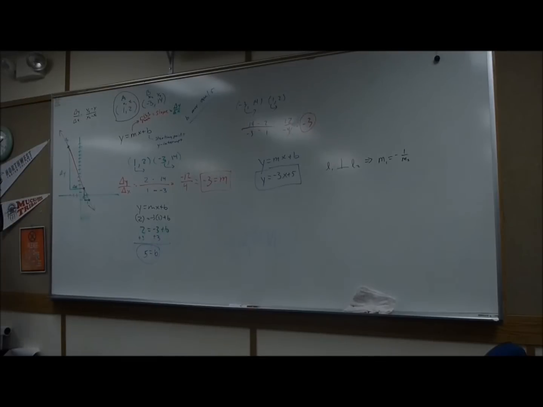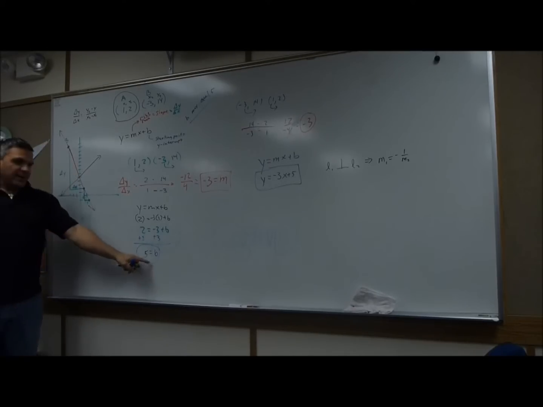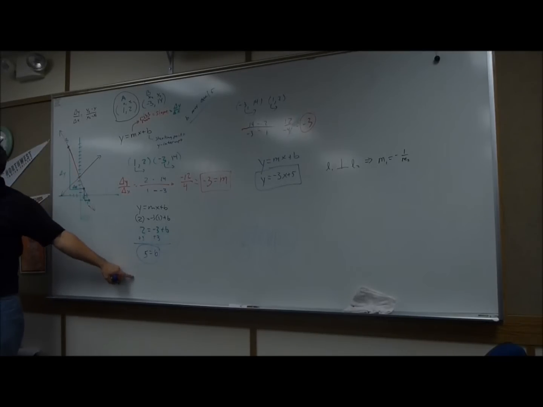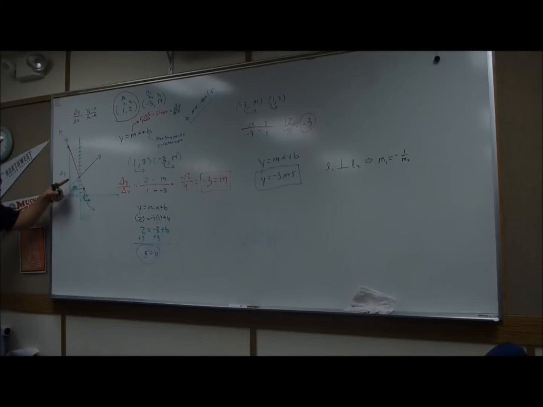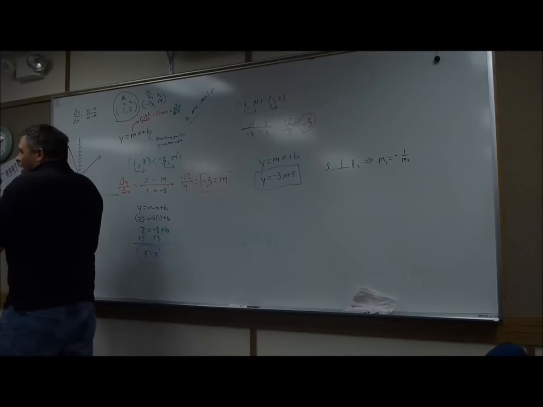Now, does it matter where we go through the point? I could go through this point right here, even though the line goes through at 5. We found the intercept to be 5. Can I go through 5 with my perpendicular? Yeah, it doesn't matter what my intercept is on the perpendicular. All that matters is that my rise now becomes my run.